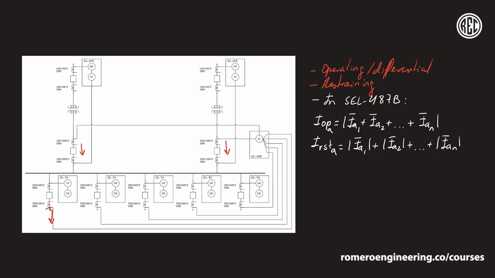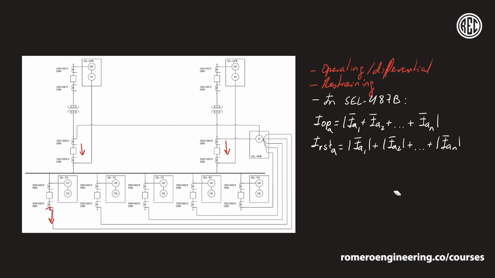And again, the way that the relay defines what the operating current is and what the restraining current is depends on the relay that you're using. Different manufacturers and different models within the same manufacturer have different definitions. For example, some SEL relays divide the restraining current by 2. And some GE relays, for example, use the maximum of any of the inputs as the restraining current. So it's always good to reference the instruction manual for the specific relay that you're using. And again, these definitions are specific to the SEL 487B protective relay.